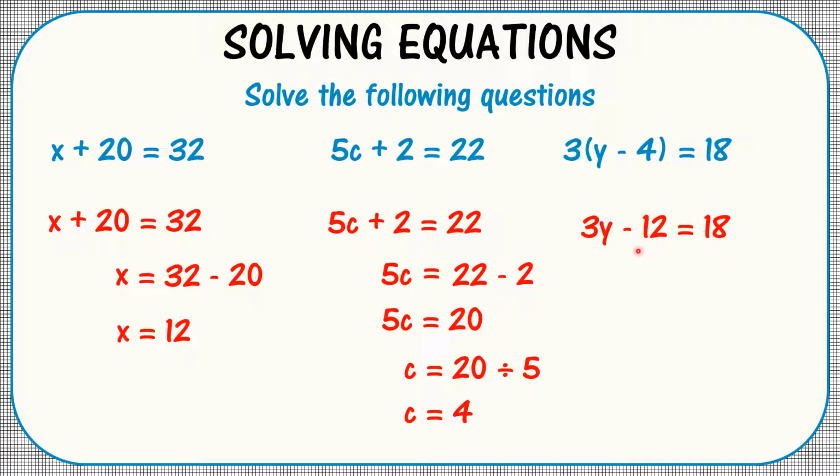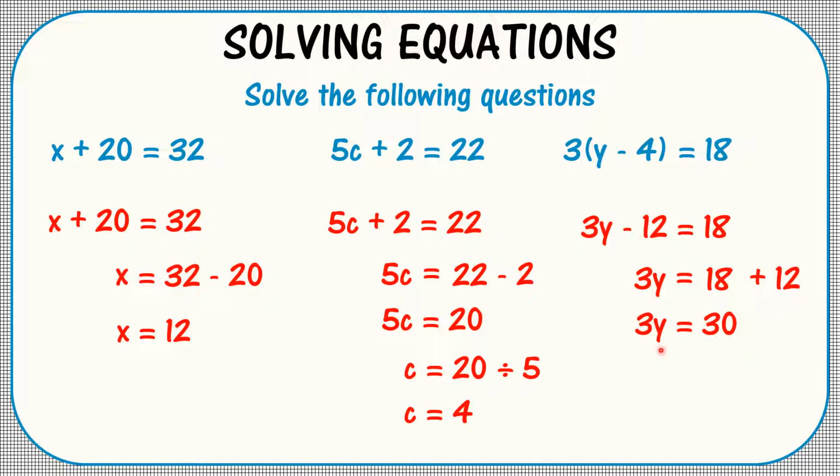We want to get rid of this minus 12. On the other side it becomes positive. You line up the equal sign. Nothing has happened to this 3y, so we bring it down. Nothing has happened to 18, so we bring this 18 down. The only thing that has changed is this minus 12. On the other side of the equal sign it becomes plus 12. Therefore 3y is equal to 30.